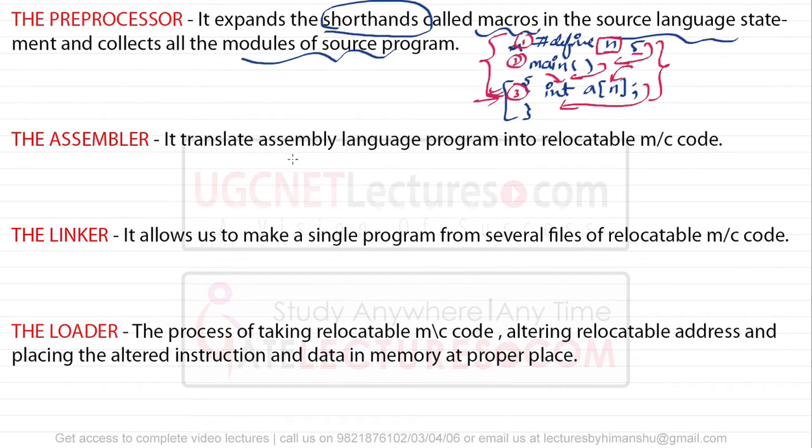Now, there's an assembler. The assembler translates the assembly language program into relocatable machine code, which we already discussed. There's a linker. It allows us to make a single program from several files of relocatable machine code.